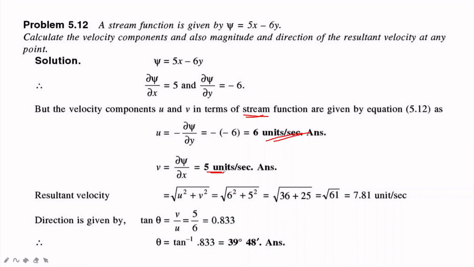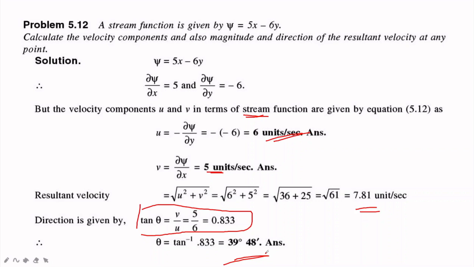Direct formula substitution, that's it. The resultant velocity is the square root of u square plus v square, that is 7.81 units per second. Whenever you want the direction, tan theta is equal to v by u, which is 0.833. So theta is equal to 39 degree 48 minute. What have they given? The stream function is given.